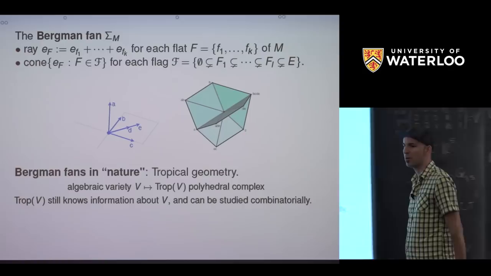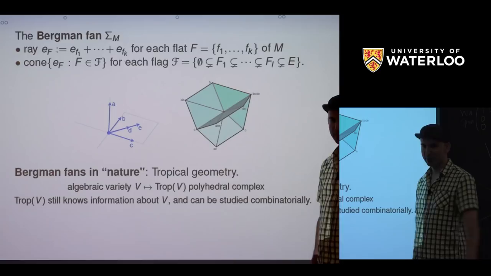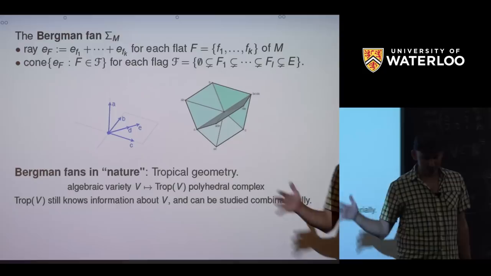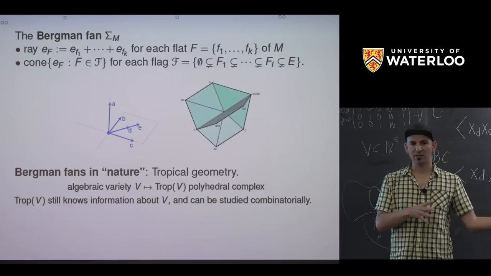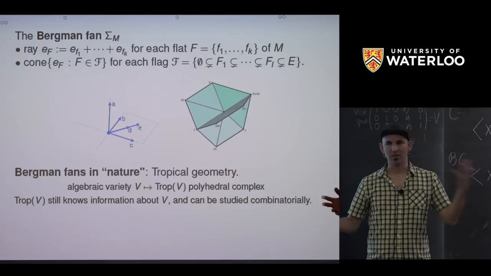And I'll tell you very briefly what tropical geometry is. Tropical geometry studies algebraic varieties by doing a process called tropicalization. It takes something in algebraic geometry, and by looking at the variety and how it behaves at infinity, you get this piecewise linear object. So you go from algebraic varieties to piecewise linear objects. Okay.